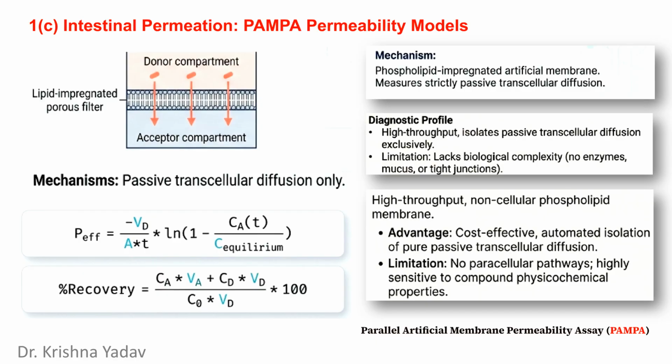However, that simplicity is also its main limitation. Because it's a non-cellular membrane, it lacks biological complexity. There are no enzymes, no mucus, and no tight junctions. It also can't account for paracellular pathways, the gaps between cells, which means it is highly sensitive to the specific chemical properties of the drug. In short, PAMPA is the quick-look tool of drug development. It's the best way to determine if a drug has the basic physical ability to cross a membrane before moving on to more complex biological testing.